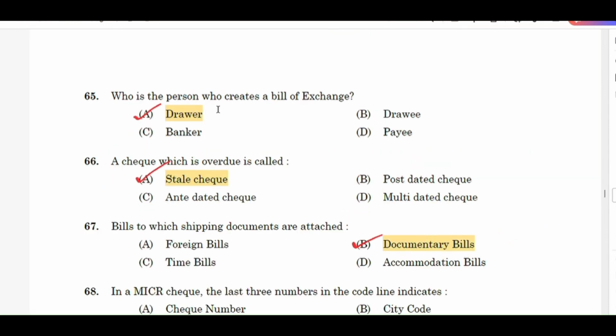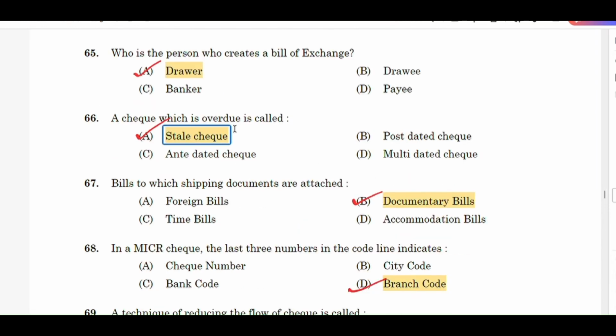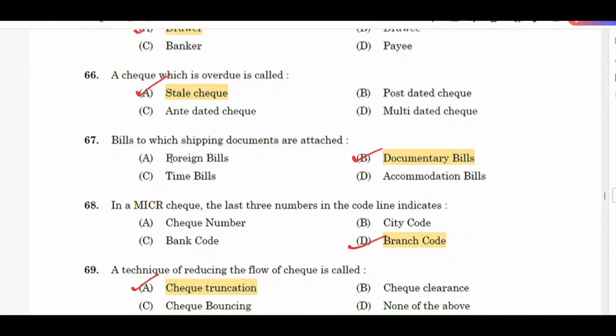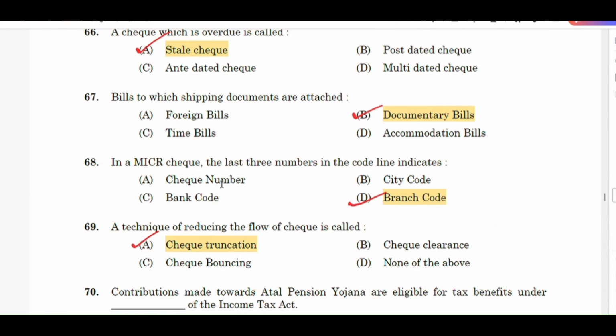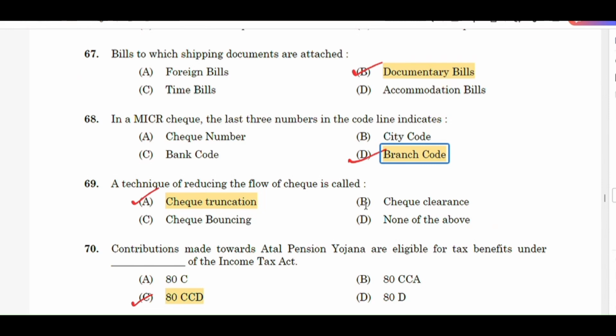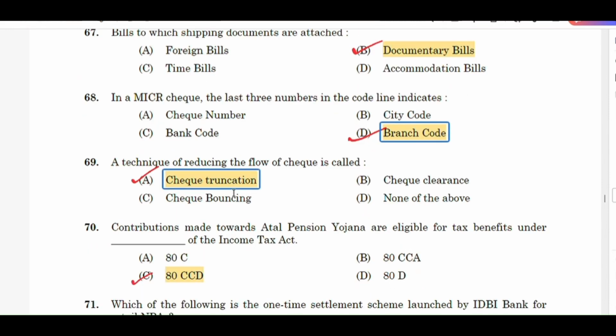Who is the person who creates a bill of exchange? Answer is drawer. A check which is overdue is called a stale check. Bills to which shipping documents are attached? Option B, documentary bills. In a MICR check, the last 3 numbers in the code line indicate? Answer is option D, branch code. A technique of reducing the flow of checks is called? The answer is option A, check truncation.